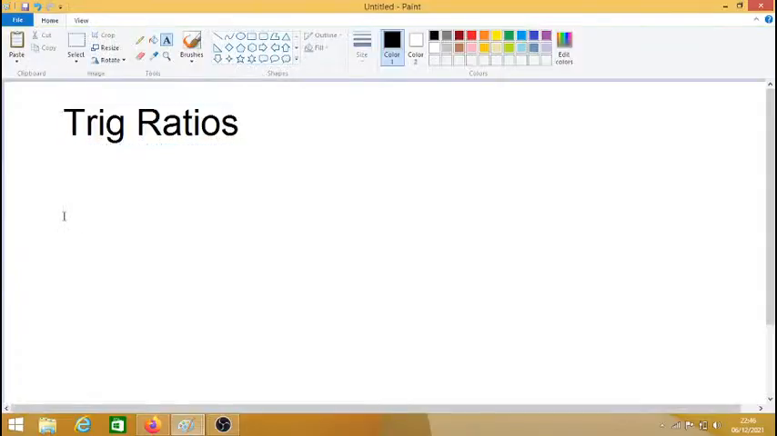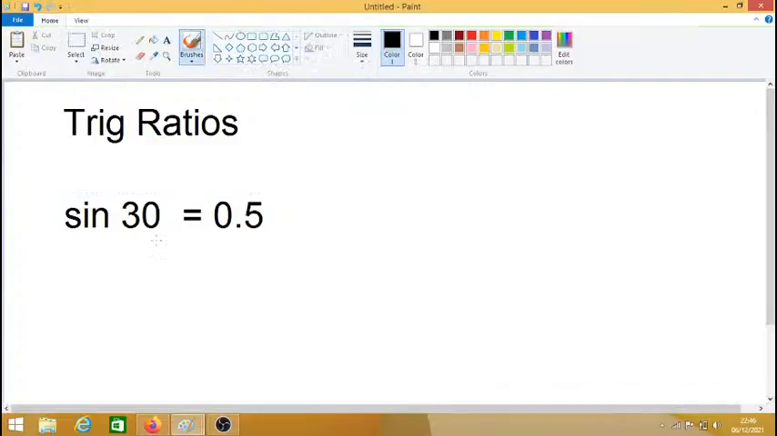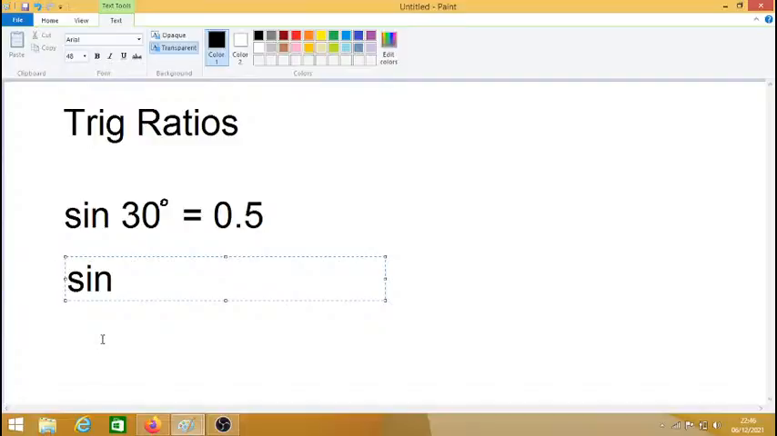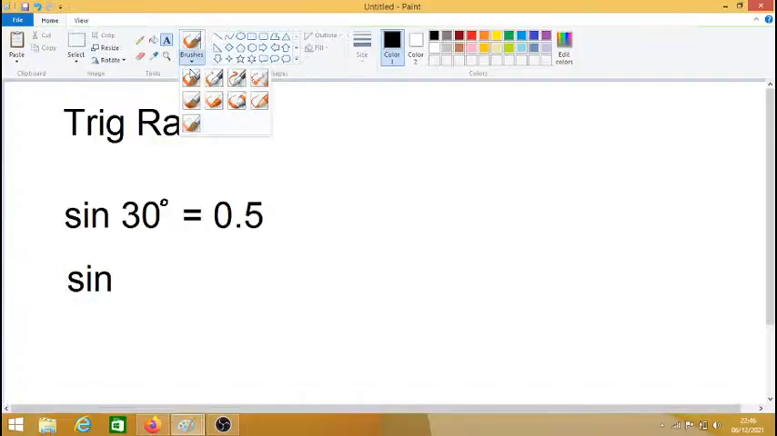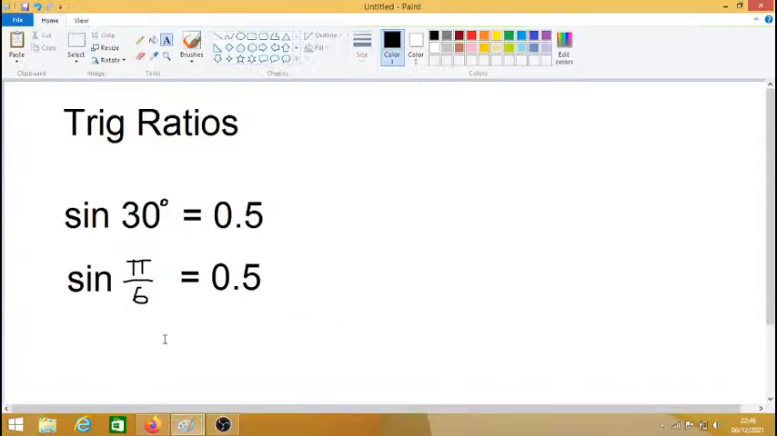So let me give you a couple that you might be familiar with. Sine 30 degrees is equal to 0.5 or a half. Now that you're getting familiar with radians, you need to know this in radians as well. So 30 degrees is the same as pi over 6. So we can say that sine of pi over 6 is equal to 0.5 as well, which is a half. That's one of the easier ones.